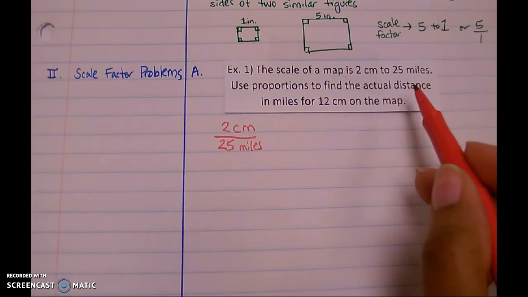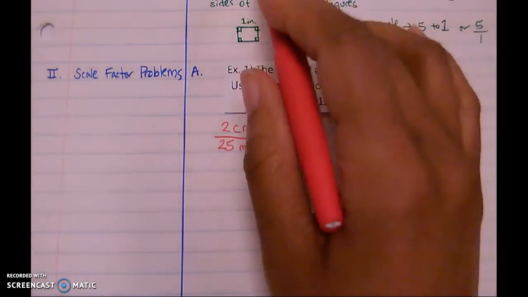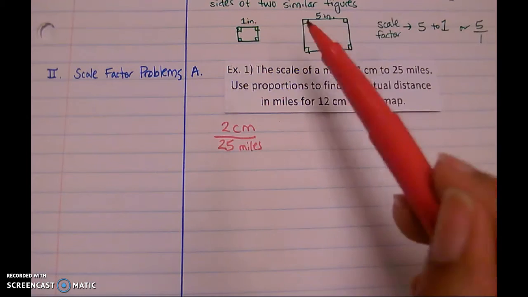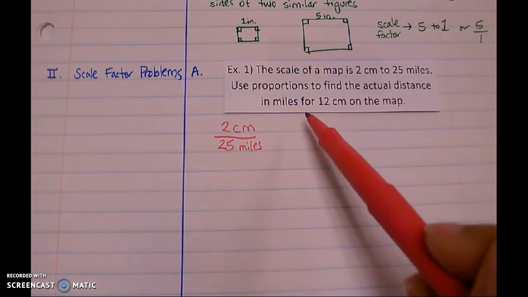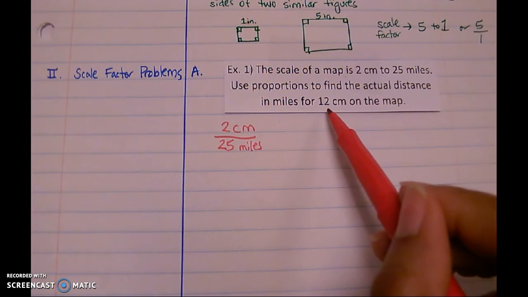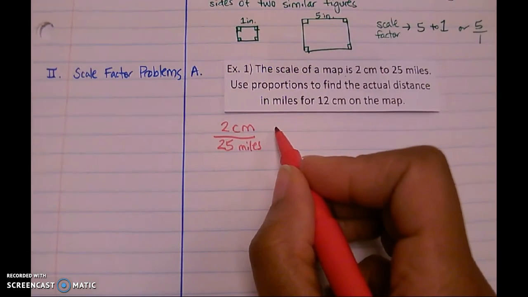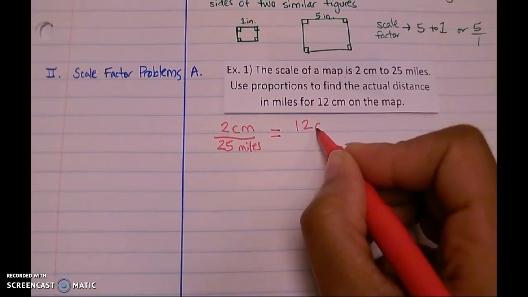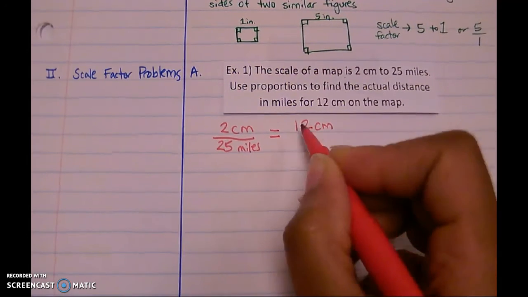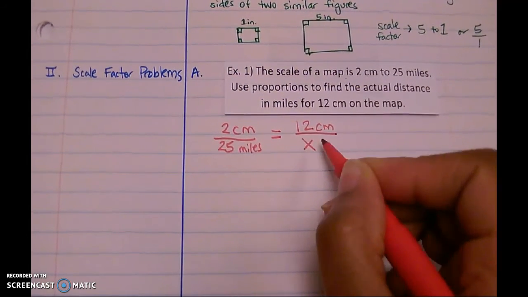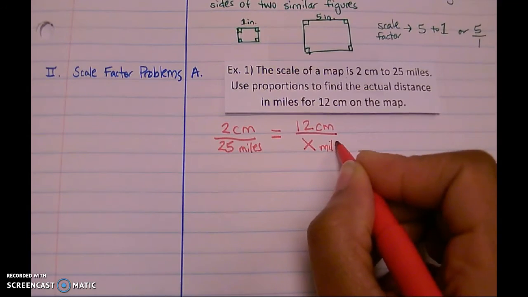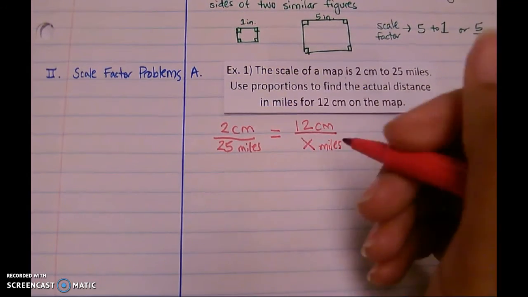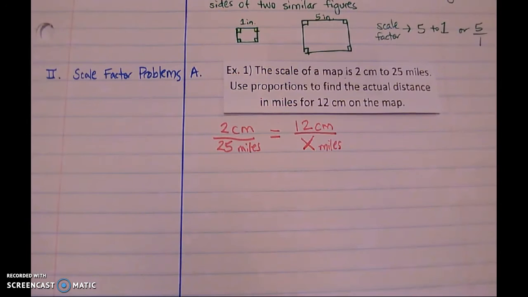They're telling us to use proportion to set up two equal fractions to determine the actual distance in miles for 12 centimeters on the map. So basically, we can write our equal sign. We know what we're given in centimeters, but we don't know how many miles. So we can write the variable x for the number of miles. Now this is going to be like any other problem that we've ever solved.